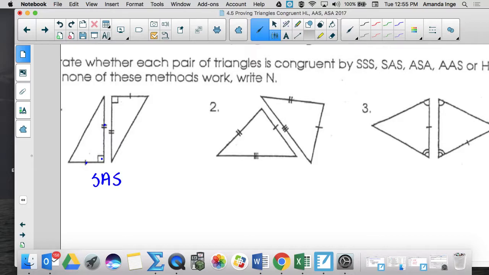Number 2. Side, side, side. We've got 3 sides. Go side, side, side. Angle, side, angle. The number 3. Look at that carefully. What's wrong with it? They have 2 different sides marked. One is the base is marked and not the other. Well, this side is between these angles, right? That side's not between these 2 angles, is it? So this is a not possible or a no. Okay.